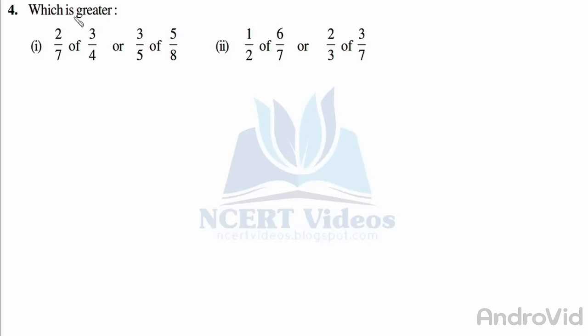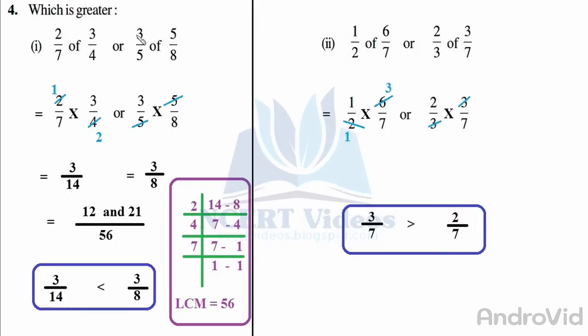Fourth, which is greater? Now we have to compare in each question which amongst them is greater. So of means multiplication. The whole concept is to make you understand that of in mathematics means multiplication. So here we go. So 2 over 7 of 3 over 4 and writing 3 over 5 of 5 over 8. Just place multiplication sign when you see of.